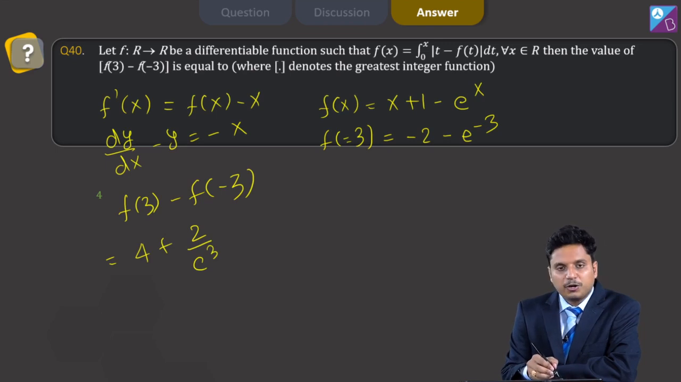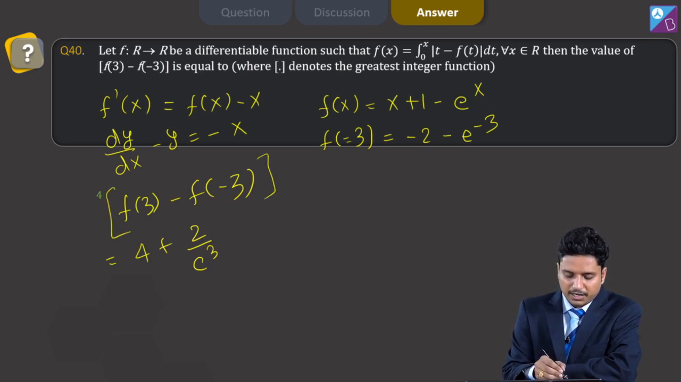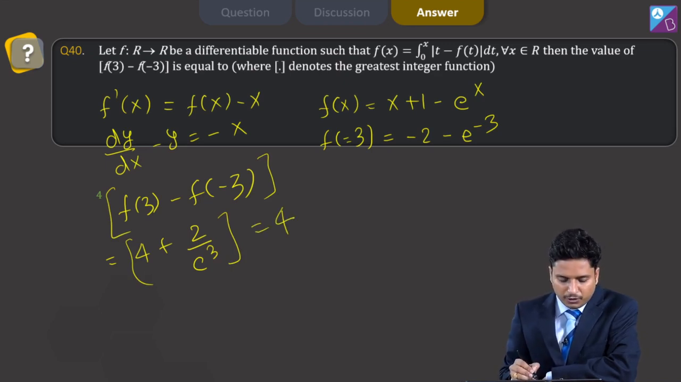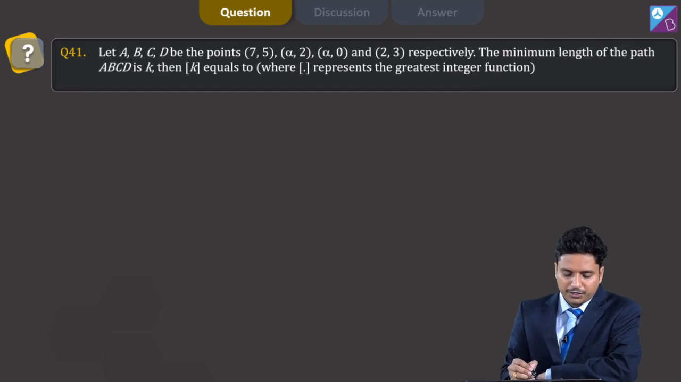So obviously this quantity is something in between 4 to 5, and that is why the answer for integral part will be equal to 4. So the right choice for integral part of this whole expression will be equal to 4. So that is for question number 40. Now we will move on to question number 41.